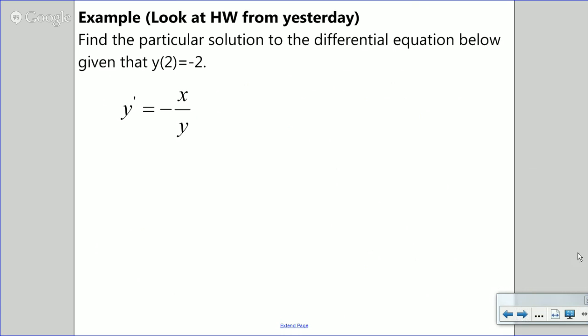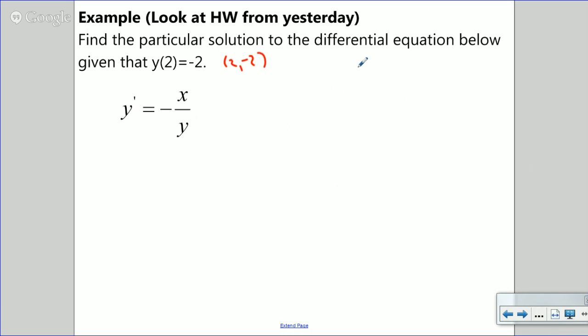Okay. Well, are we ready to do one for real? Go ahead and write this one in your notes. We have y prime equals negative x divided by y. And we want to find the particular solution, so that means we want to solve for y, to this differential equation, given that the initial condition is what? How would I write this as an ordered pair? 2 comma negative 2, x comma y.